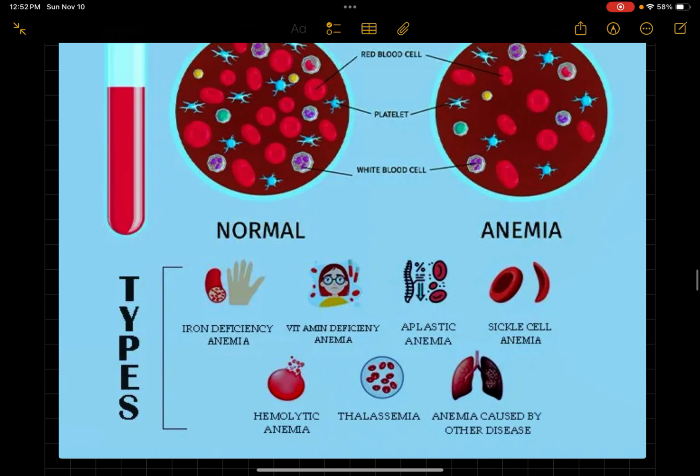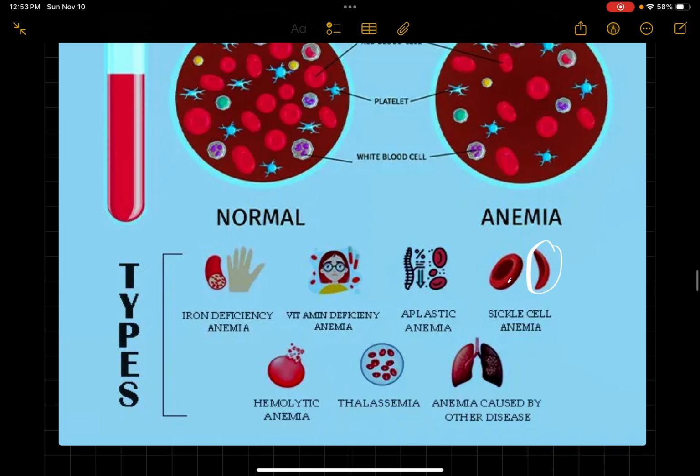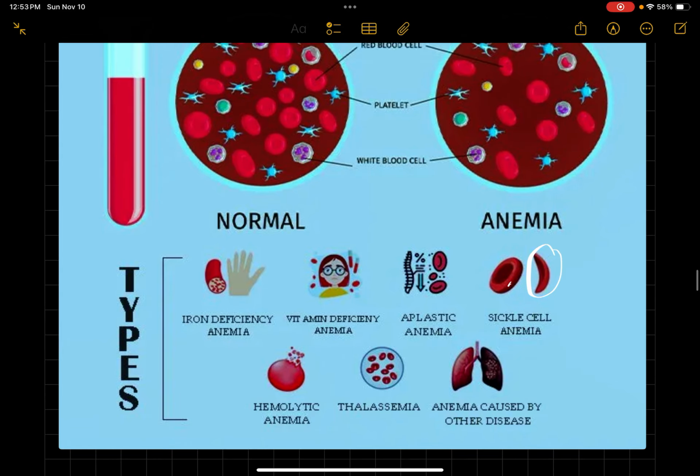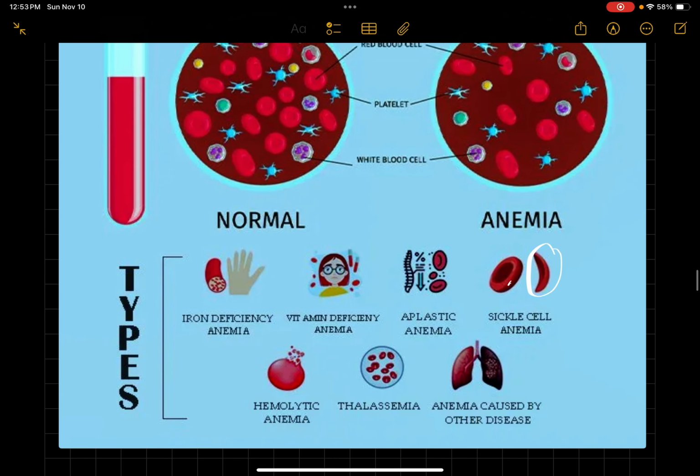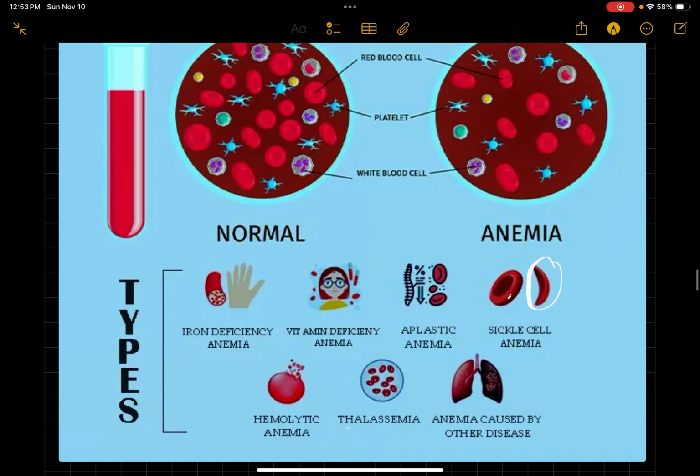So ang sickle cell anemia amo na imbes nga amo ni tani ang aton nga red blood cells, amo ni ang guwasang aton nga red blood cells. And thalassemia, no, amo ni guwasang red blood cells ta.